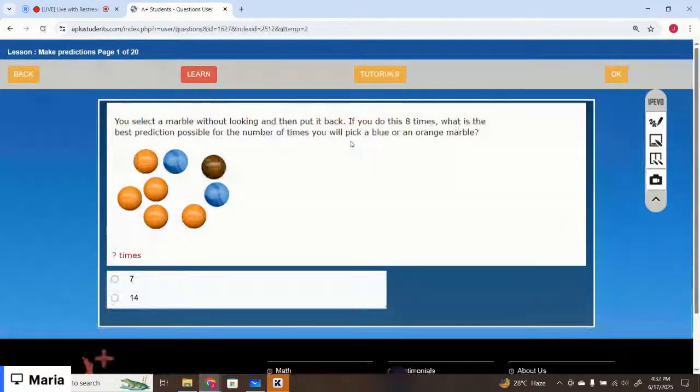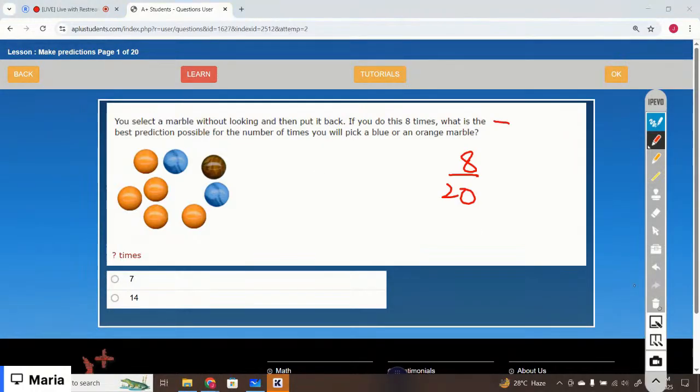You select a marble without looking. If you do it 8 times, what is the best prediction possible for the number of times you will pick a blue or an orange one? So you have 1, 2, 3, 4, 1, 2, 3, 4, 5, 6, 7 out of 8. That is the probability of blue or orange, right? The probability of blue or orange is 7 out of 8, right?